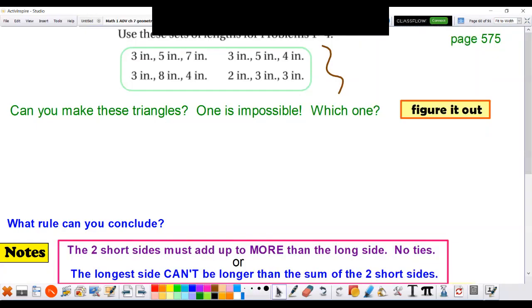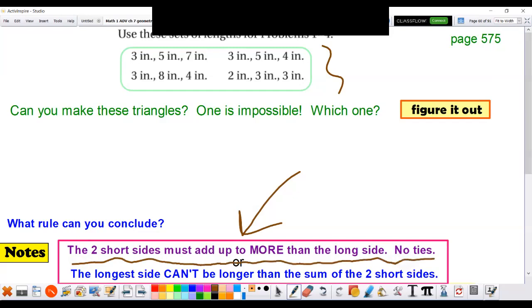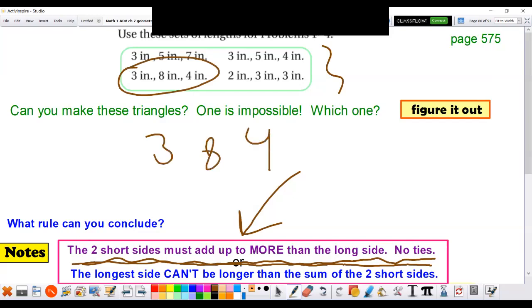So some people write it down here and say officially this is how it would look. The two short sides must add up to more than the long side. No ties. The longest side can't be longer than the sum of the two short sides. Sounds kind of funny, but if I took some numbers like these, 3, 8, and 4, and say, could that make a triangle? Well, let's see.